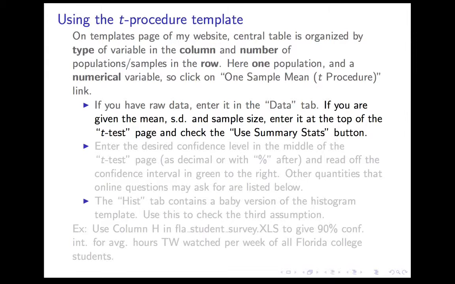Occasionally, you will not be given the raw data, the data distribution. You will only be told the sample mean, the sample standard deviation, and the sample size n. In that case, and I'll show you an example of this, you click on this second tab, which is called t-test. At the top of it, there's a spot to enter manually your mean, your standard deviation, and your sample size. And once you do, you have to be sure to check the little checkbox that says Use Summary Statistics, which tells Excel to look there rather than look at the raw data that's in the Data tab.